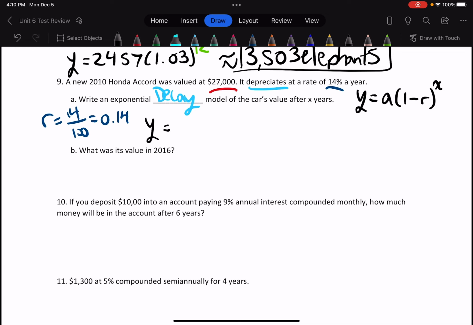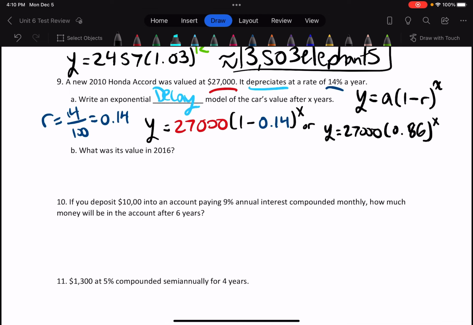So I have y equals 27,000 multiplied by 1 minus this rate of 0.14, raised to the x power. I can also rewrite this as y equals 27,000 multiplied by the change factor of 0.86 raised to the x power. Both are very acceptable forms of this exponential model.